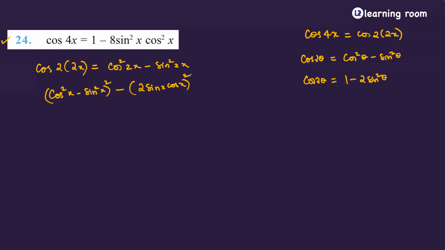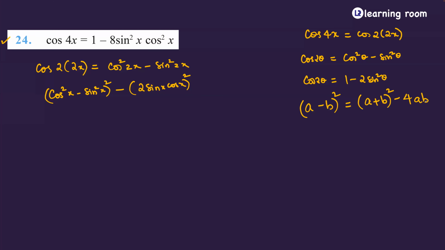So cos square x minus sin square x the whole square is cos power 4x. Wait, I'll finish this in next one step. You need not expand this. So listen to this. A minus B the whole square can be written as A plus B the whole square minus 4AB.